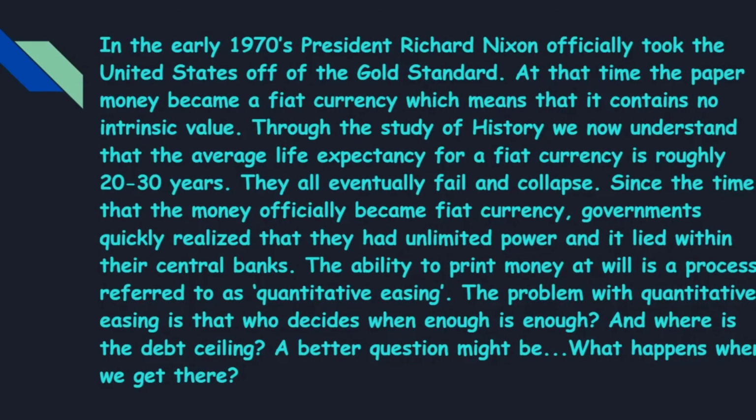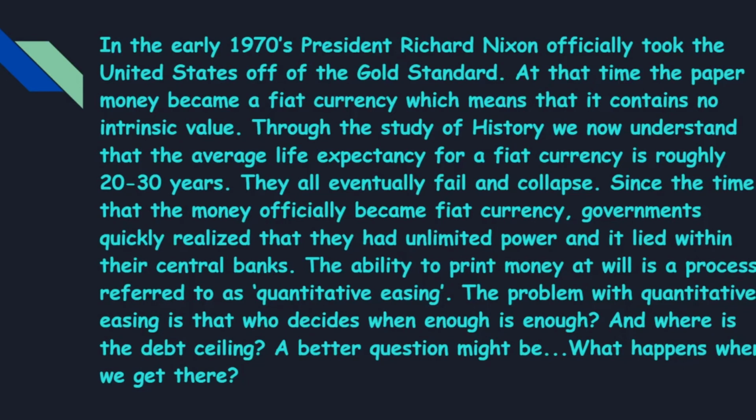In the early 1970s, President Nixon officially took the United States off of the gold standard. At that time, the paper money became fiat currency, which means that it contains no intrinsic value and there is no tangible asset which backs it. Through the study of history, we now understand that the average life expectancy for a fiat currency is roughly about 20 to 30 years. They will all eventually fail and collapse. Simply, they do not work.